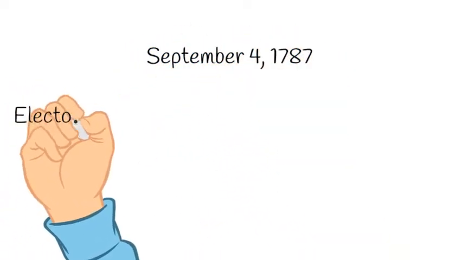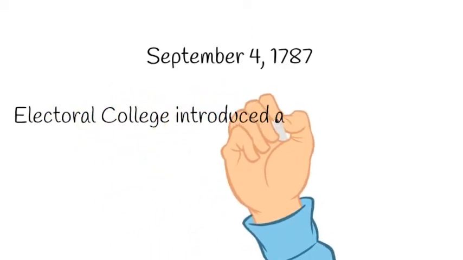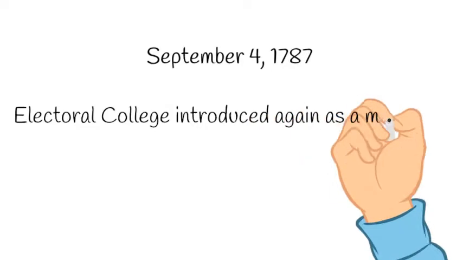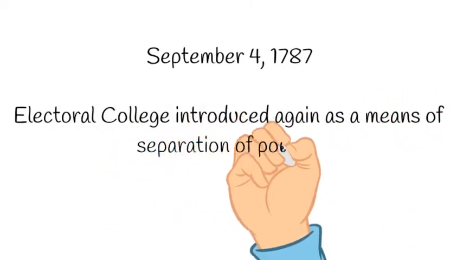On September 4, 1787, the idea of the Electoral College was introduced again as a means of separation of powers. The Electoral College made it possible for the president to be independent of Congress.